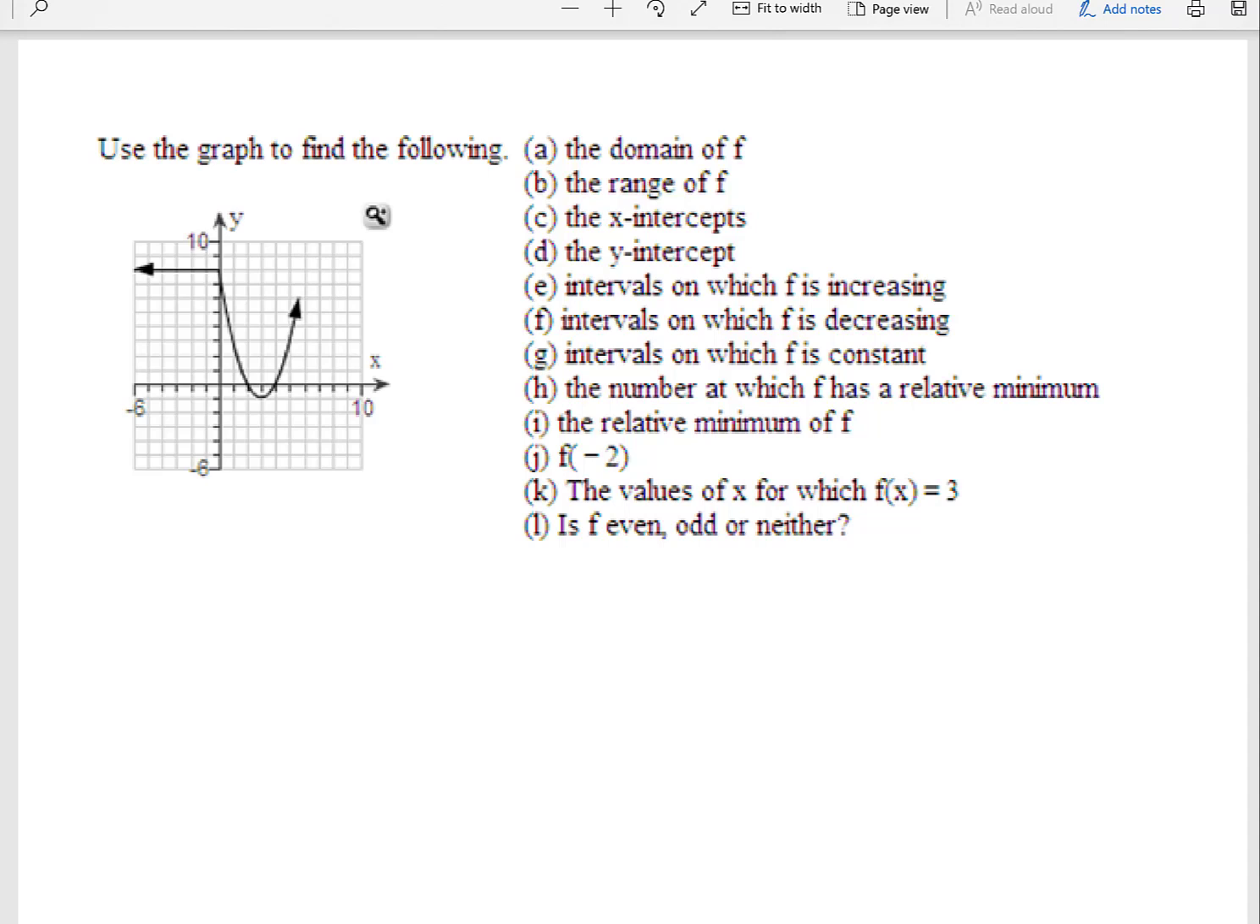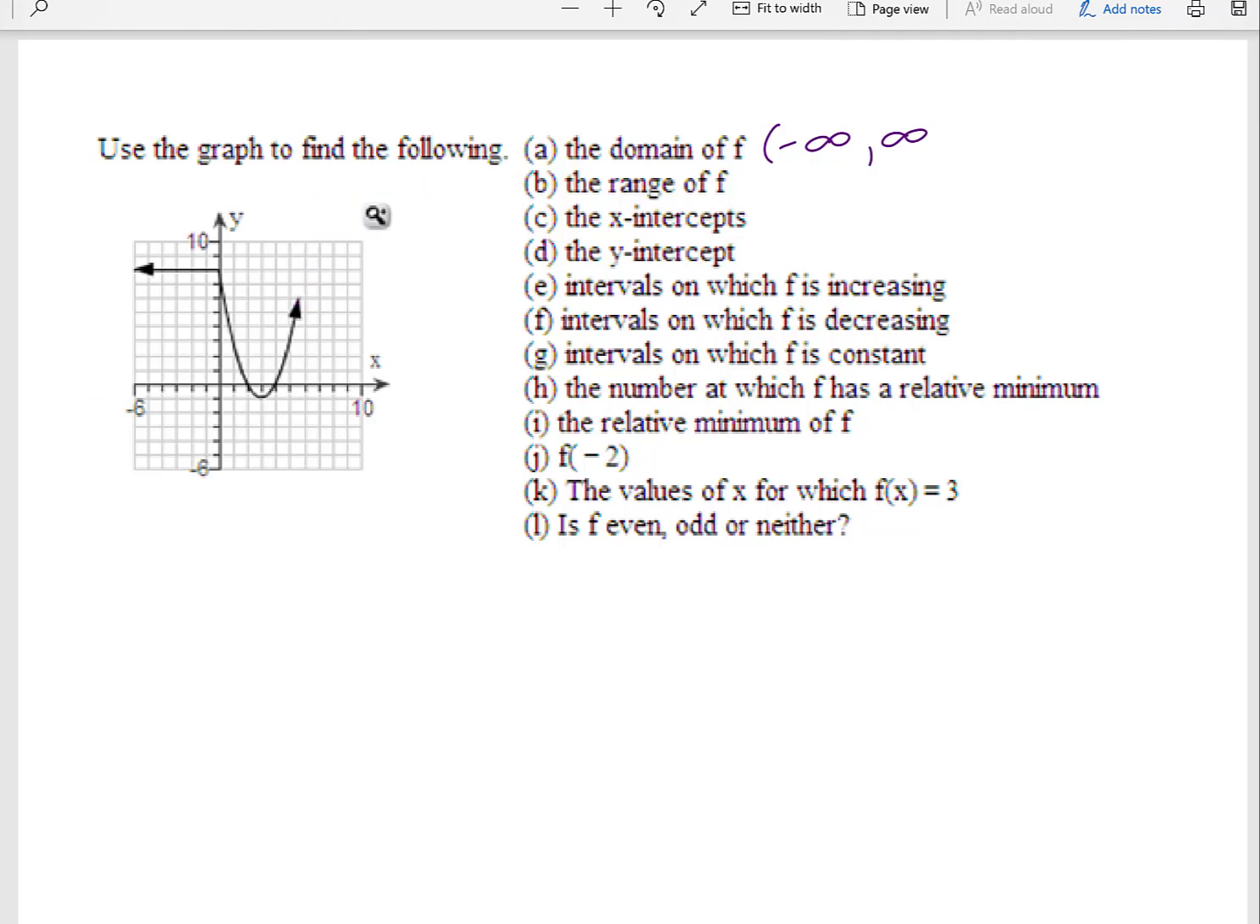Okay, so they want to know the domain of f. So remember, the domain is all the possible x's on this function. Okay, well, this is going to keep going. So all my possible x's would be -infinity to +infinity, because this right here would keep moving further and further to the right, and this is obviously coming from the left. So -infinity to +infinity.